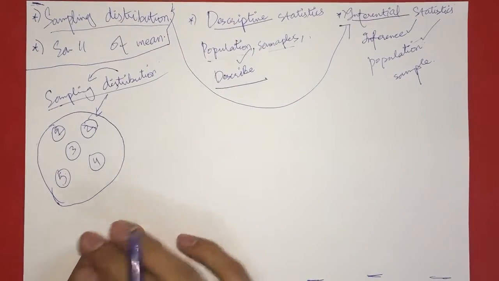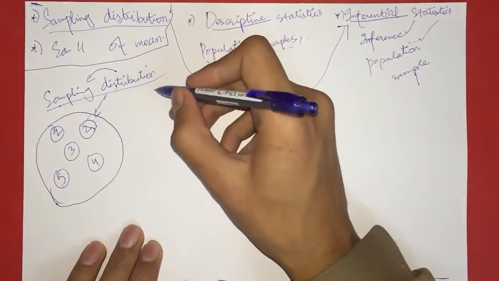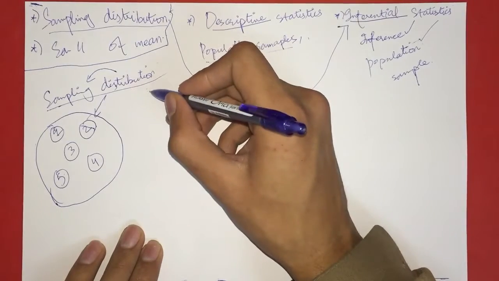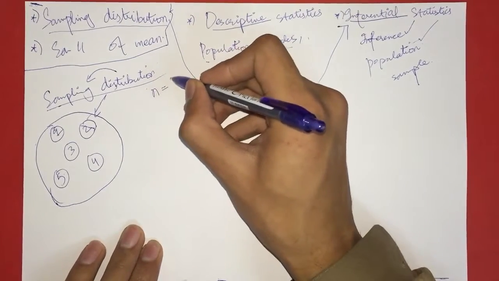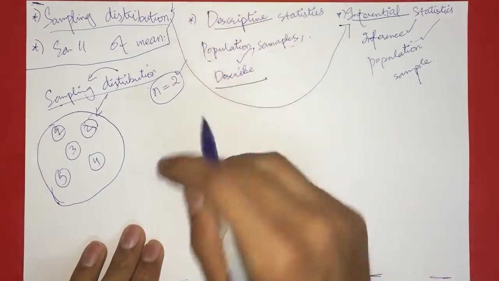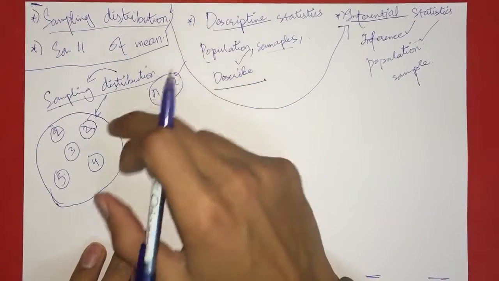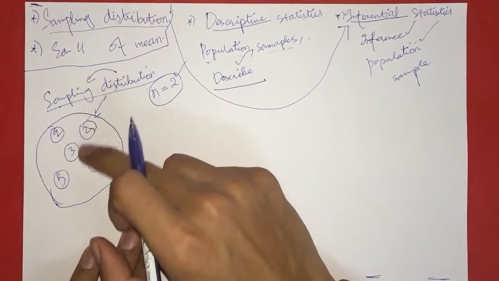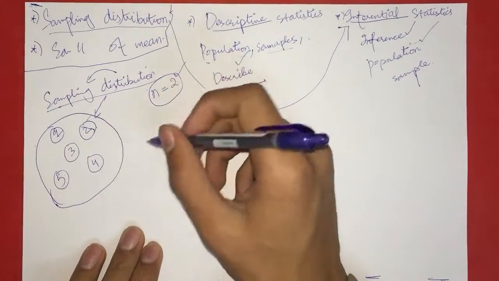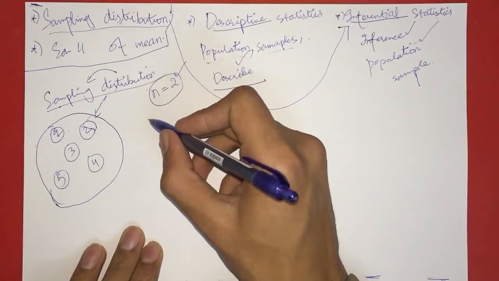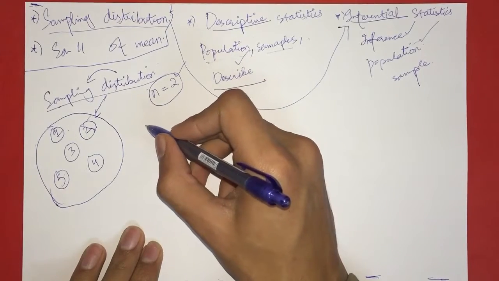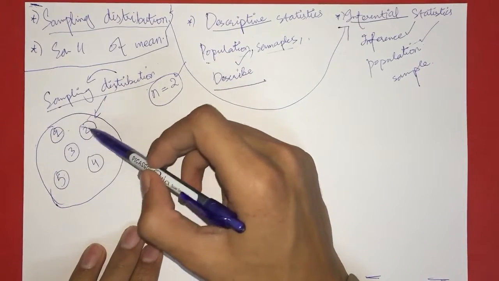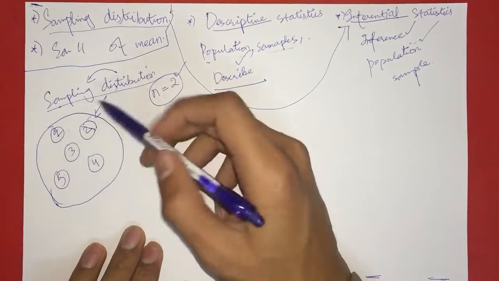Now what you do, you make a sample space, or you take out the samples of size 2, n equals 2. That means that in every sample there's got to be two elements in a single sample. So for example, I choose 1 and 3.